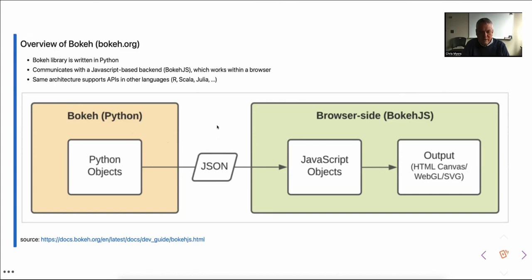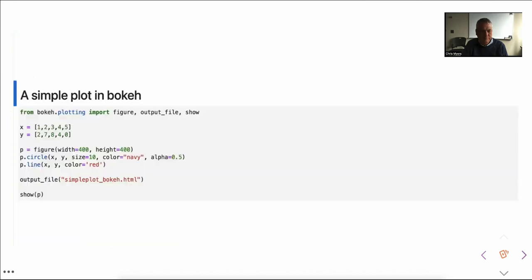And these two processes can be on different machines. I could be running my browser on my local desktop, but I could be running the Bokeh server somewhere else. And because these two pieces are decoupled, the same architecture supports APIs in other languages. So even though the main Bokeh library is written in Python, others have developed user front ends in R and Scala and Julia and other languages, and as long as they can write the same compatible JSON objects, they can use the same Bokeh.js backend.